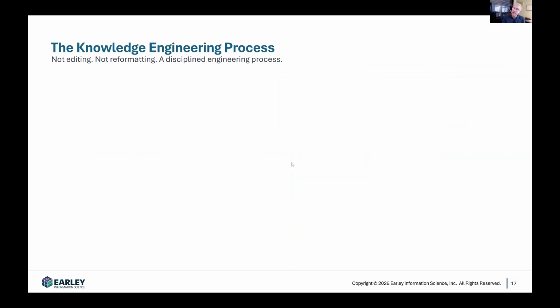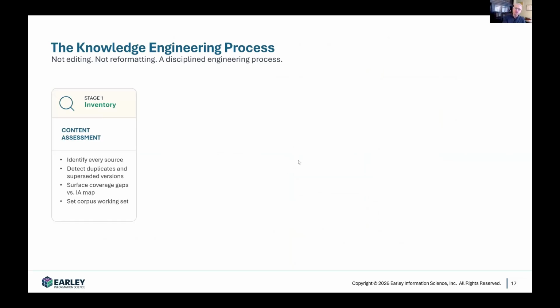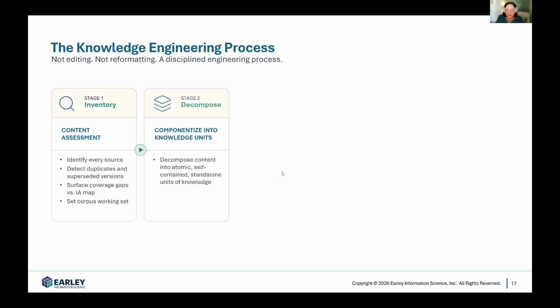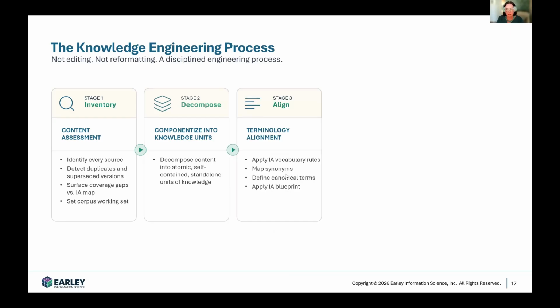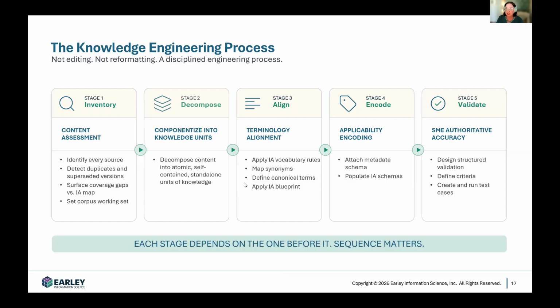I'm going to turn it over to Heather to talk about the knowledge engineering process. So great, this is a pipeline. It's not a checklist, and the sequence is a method, right? Stage 1 is cheap. We're looking at document-level triage. Stage 5, where you get to the SMEs, is very expensive. So every stage is designed to filter at the earlier stages to save money towards the end.